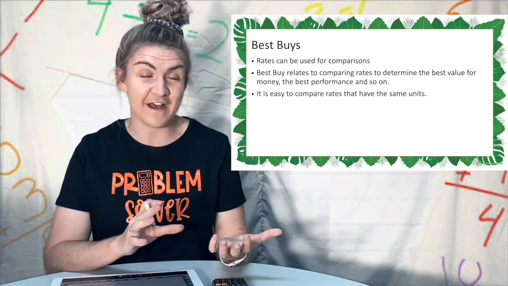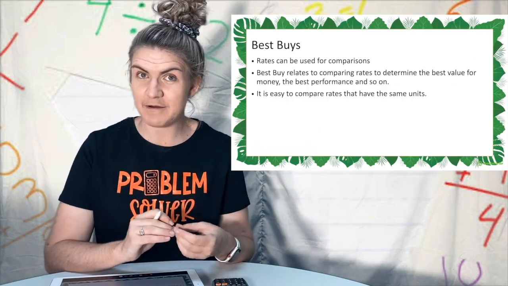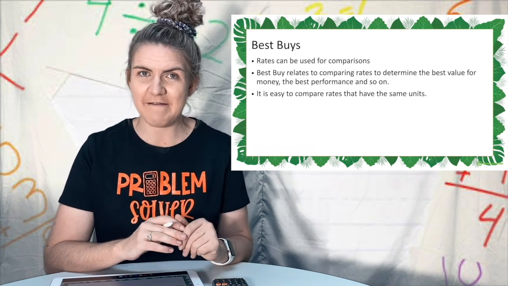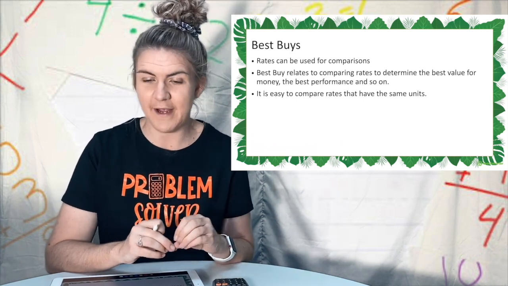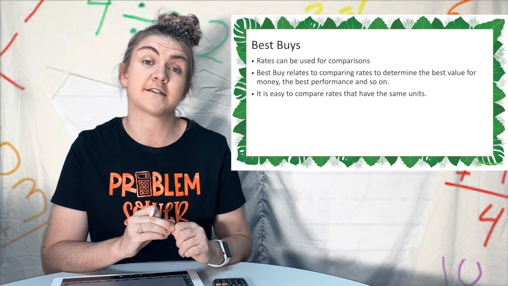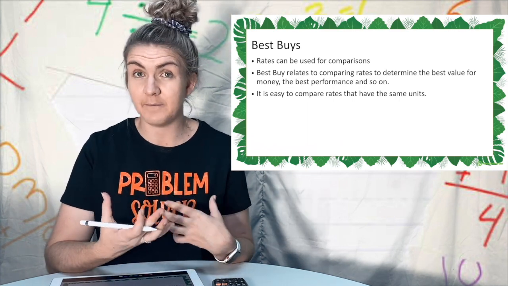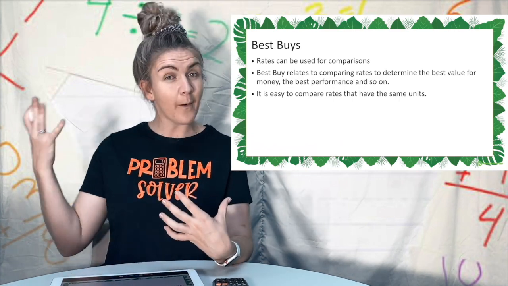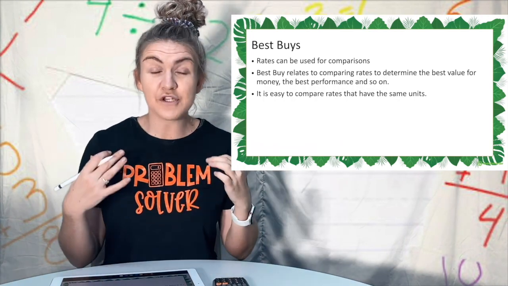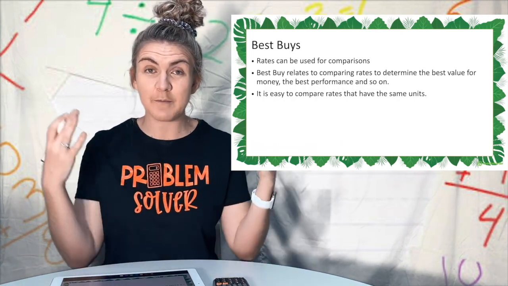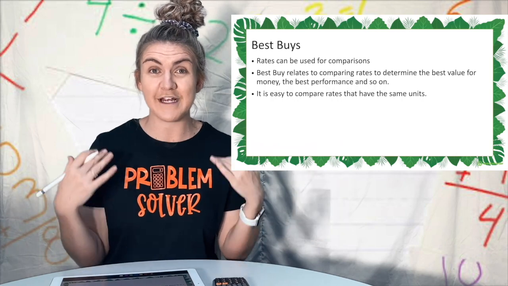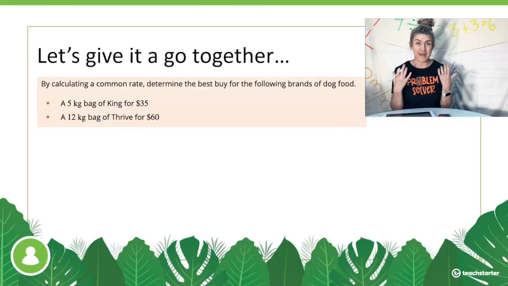One of the main advantages of rates and the unitary method is that we can use them to compare. When we talk about best buys, that is comparing rates to determine the best value for money, or even sometimes best performance or things like that. It's really easy to compare rates once we bring them both down to the same unitary unit. Let's practice comparing two prices to figure out which one is better value.